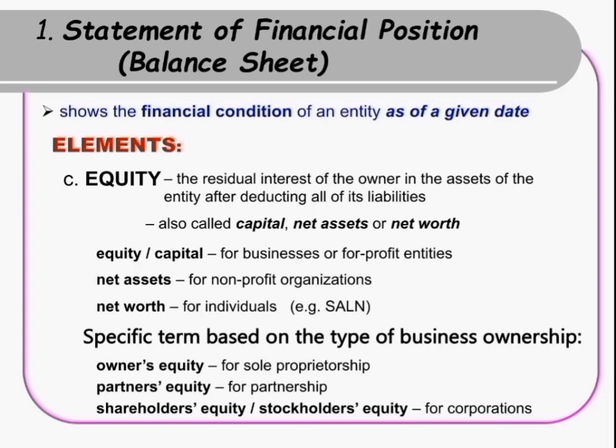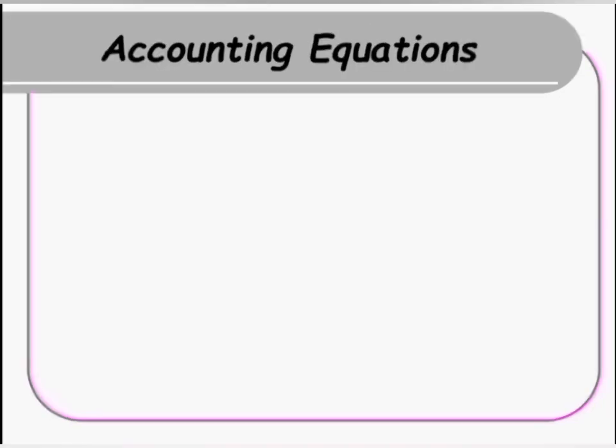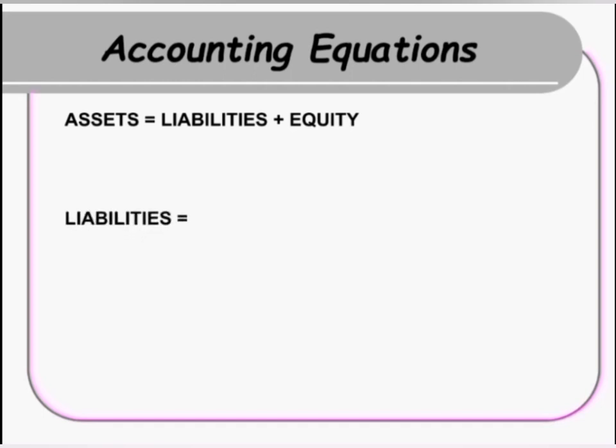Moving on, from the elements of the statement of financial position came the accounting equations. One equation is that the assets are equal to the liabilities plus equity. From this, we can form two more equations, right? If we want only the liabilities on the left side of the equation, what must be on the right side of the equal sign?